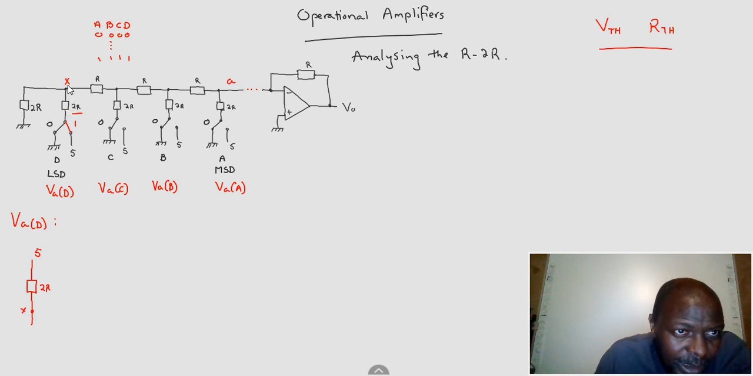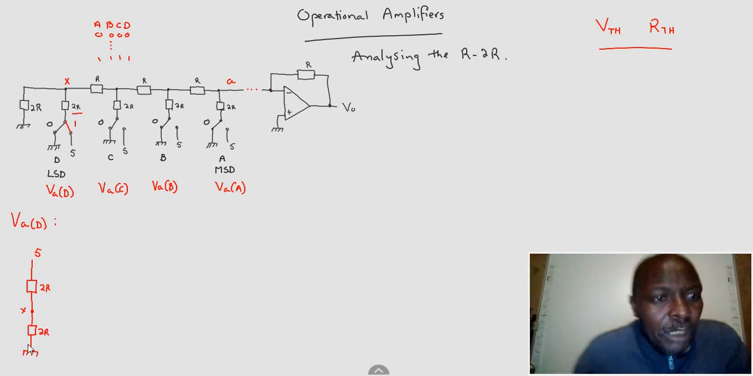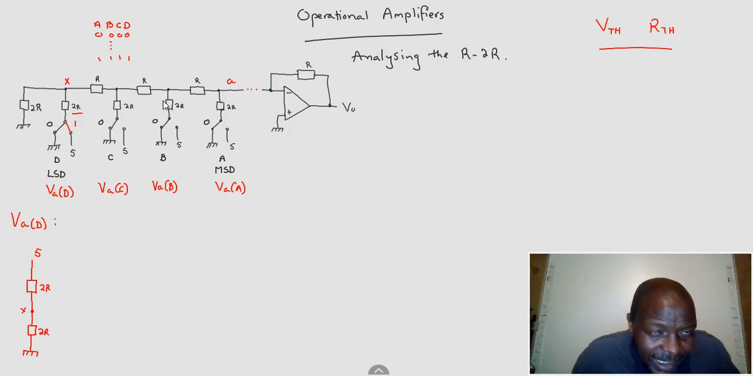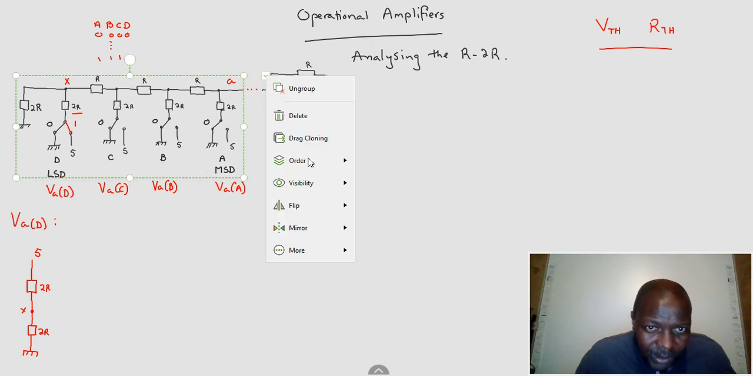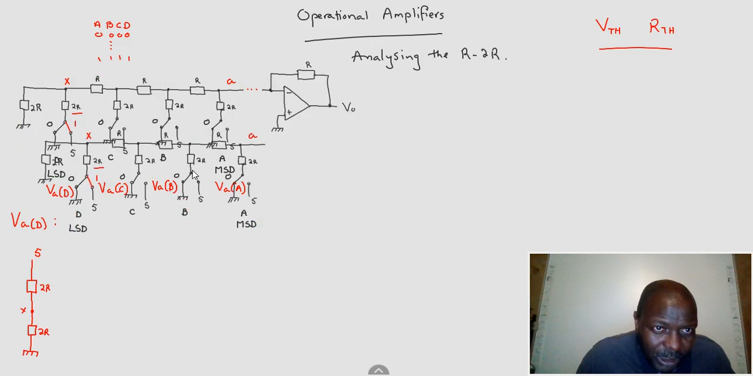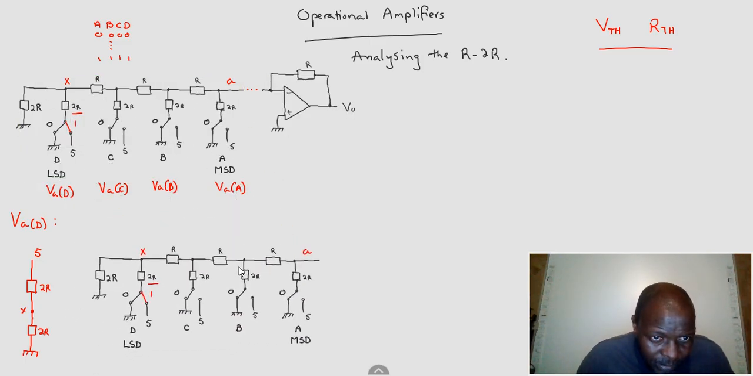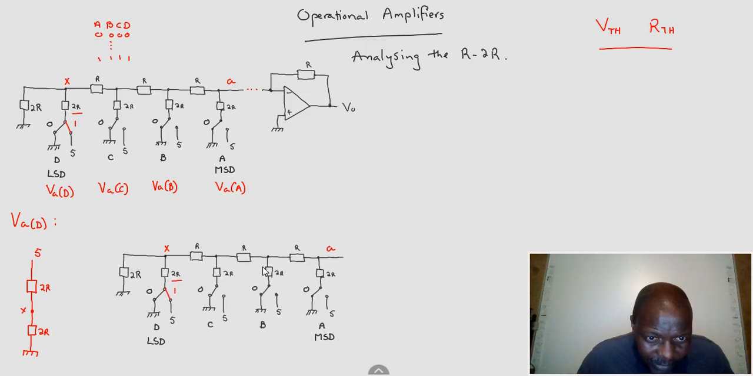Okay, then point X is connected to that 2R, which goes to ground. Now, the rest of the circuit as it is, I could actually go and copy this circuit as it is. The rest of this circuit here, I can copy it and bring it here. Oh, okay, I'll take it up because I obviously don't have space, I'll put it here.